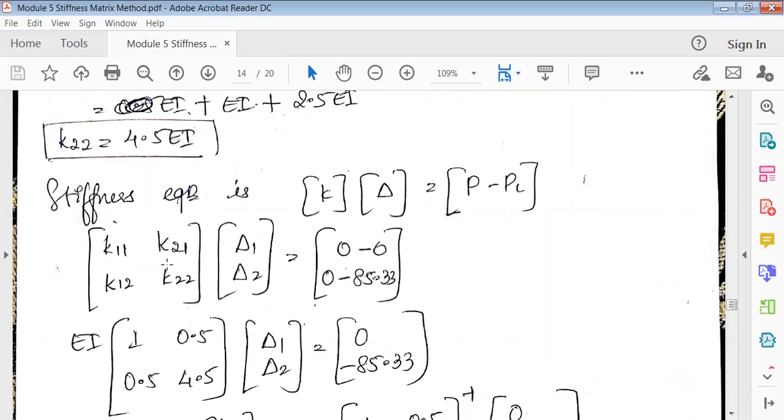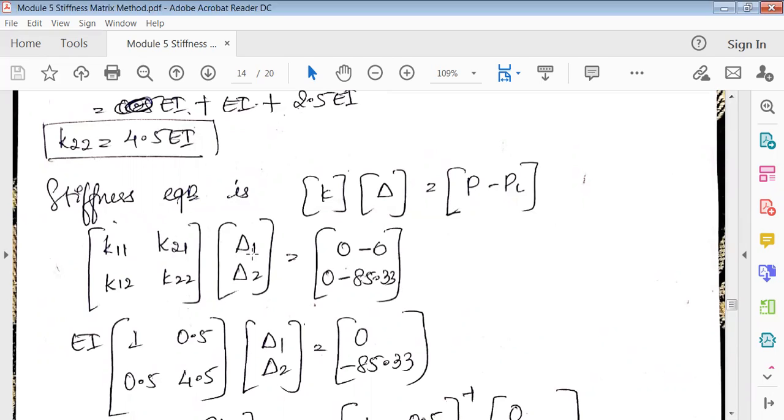The simple logic how to write this is, see here, k11, it's like first row, first column, right? Next, here it would be k21, means second row, first column. Similarly here, k12. So k12 means first row, second column. K22, second row, second column. Okay, just switch this over. You should write this like this. K21 here, k12 here. All right.